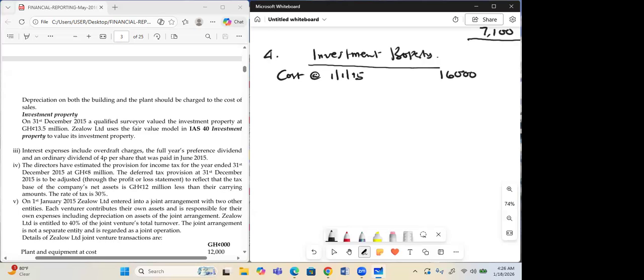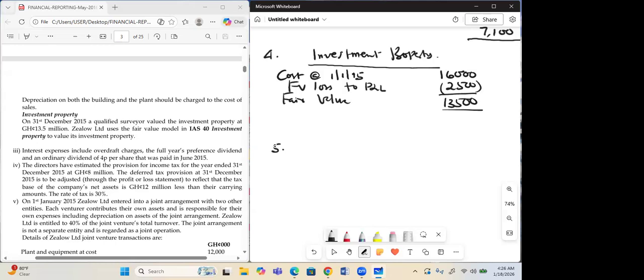But then what happened? The surveyor valued it at a fair value of what? 13,500, right? So this is a fair value loss, which we will charge to P&L, right? Yes, sir. That's 2,500. So fair value loss, 2,500. When we are preparing the P&L, we will charge that. Put it there. And let's move on to working 5.